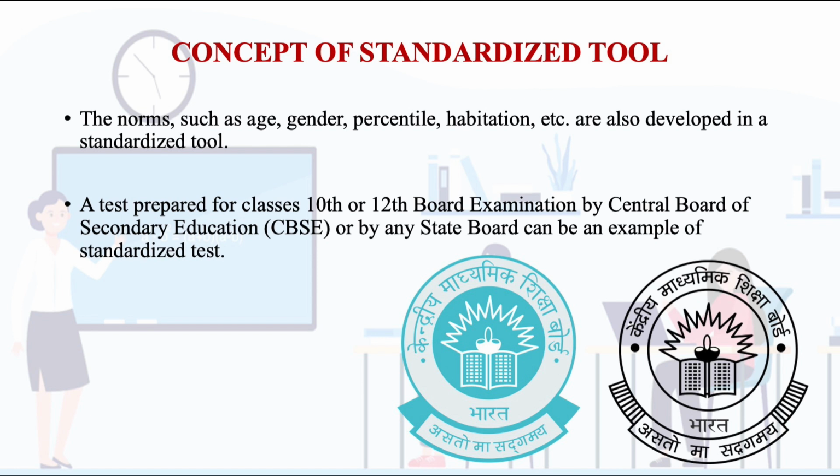And habitation norm you can also develop. Habitation norm means whether the tool will be used only for students who are studying in the urban areas, in the city areas, or whether the tool can be used both in rural areas and urban areas. So that is why habitation norm can also be developed. And further, we can say that a test prepared for classes 10th or 12th board examination by the Central Board of Secondary Education, that is called CBSE, or by any state board can be an example of a standardized tool. So, try to understand.